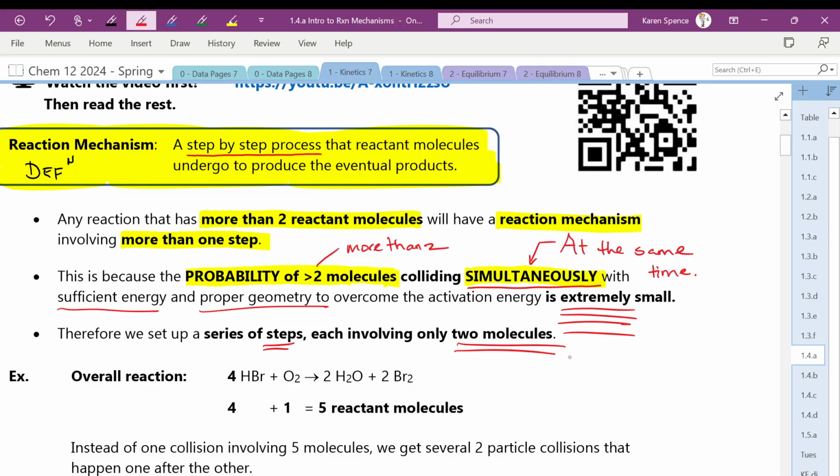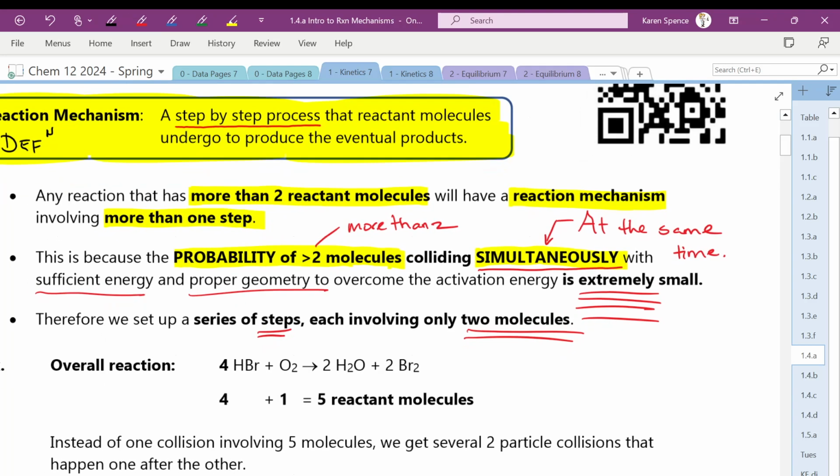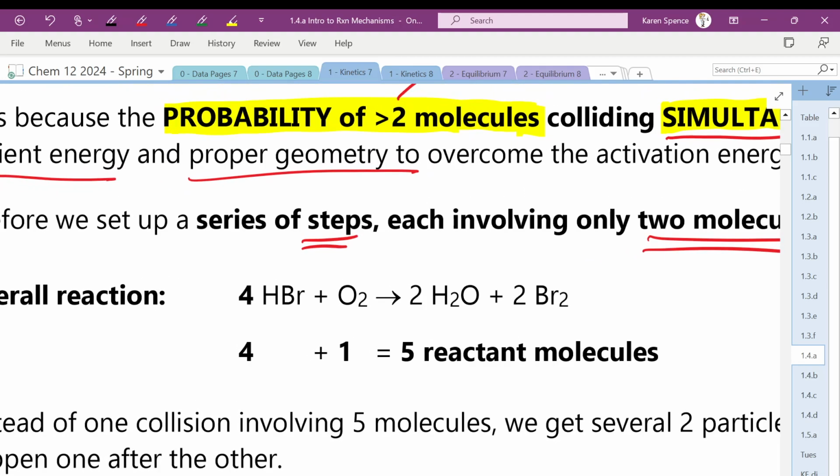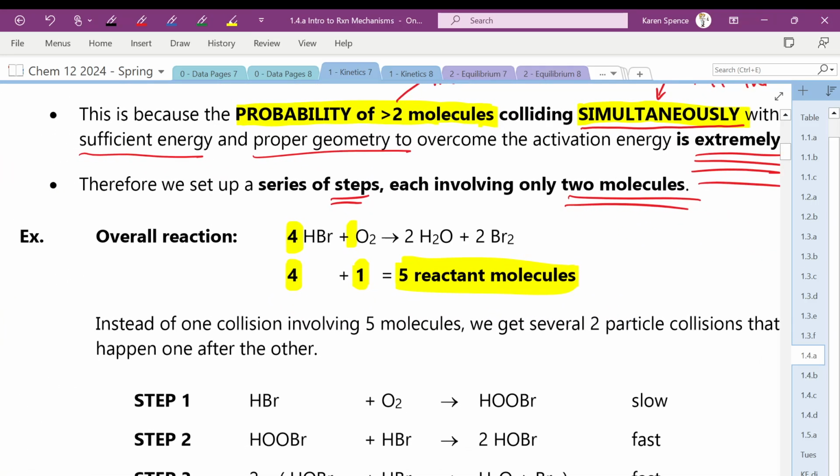So here we have our overall reaction. 4 HBr plus O2 gives 2 H2O plus 2 Br2. Well, we have 4 HBrs and we have 1 O2, so that gives us a total of 5 reactant molecules. So we are now in the realm of very, very, very improbable that they will collide with one another correctly and with enough energy. So instead, we get several 2-particle collisions, one at a time.